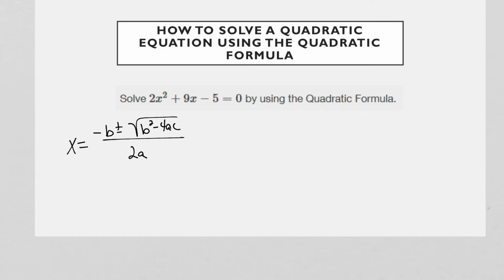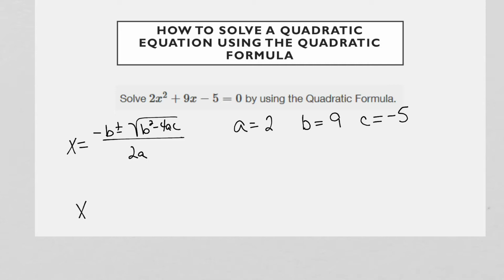Okay, so now let's identify our A, our B, and our C. So our A is 2, our B is 9, and our C is -5. Notice how I took the sign that was in front of the number. This is a plus sign in front of that 9, so I have a positive 9. There's nothing in front of the 2, so it's assumed to be a positive number, okay? All right, so the next thing I want to do is I want to substitute these values in for A, B, and C into this formula, okay?